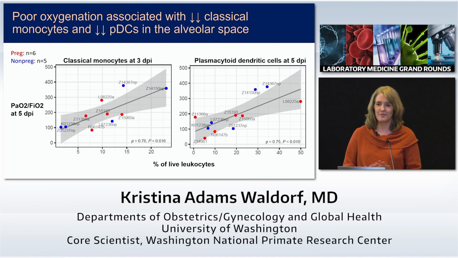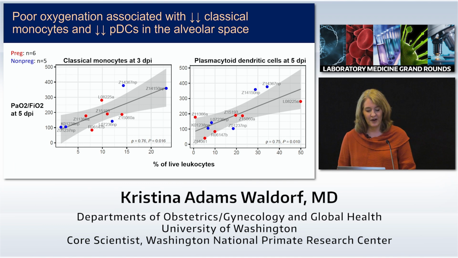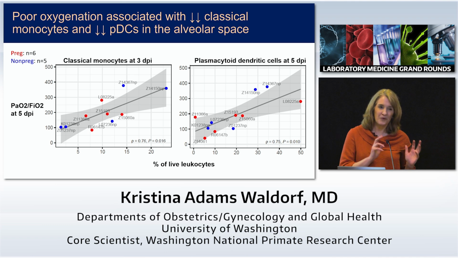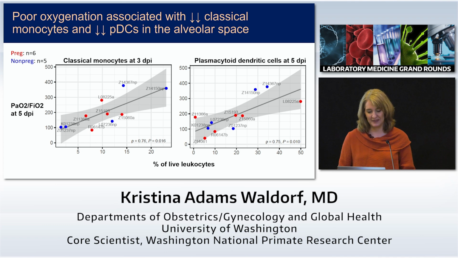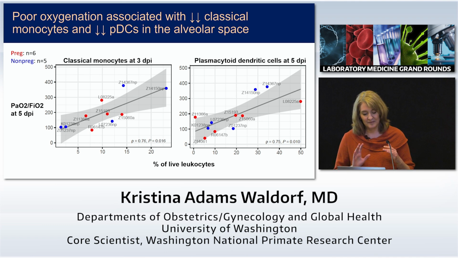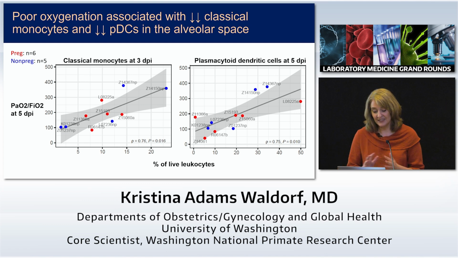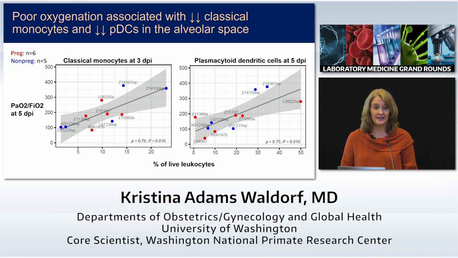We also looked very, very broadly at other cell types and modeled them using our oxygenation metric, the PF ratio, on day 5. I was really very interested in what is going on at day 3 that predicts what happens on day 5. We found that in both the pregnant and non-pregnant groups, differences in some of the frequencies of these cells were significantly correlated with the oxygenation status at day 5: classical monocytes at day 3 and plasmacytoid dendritic cells, which are big interferon producers, at day 5.